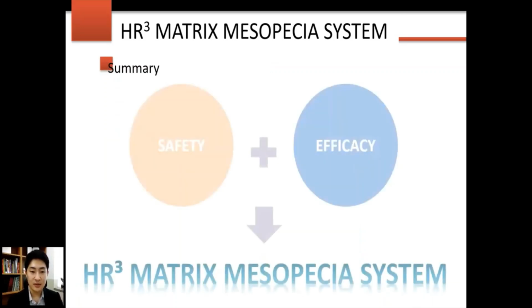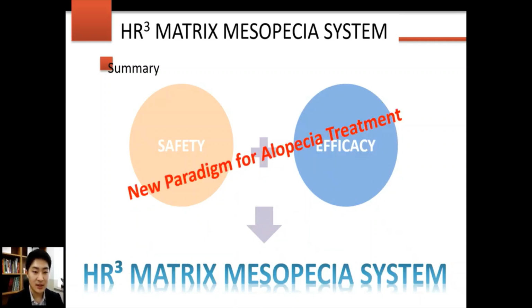In conclusion, the HR3 matrix mesopagia system is a safe and effective way to treat alopecia. Alopecia is such a complex disease that it is hard to cure. But with the help of the systemic approach of HR3 products, now we can overcome the disease. I suggest this HR3 matrix mesopagia system as a standard protocol to treat alopecia.